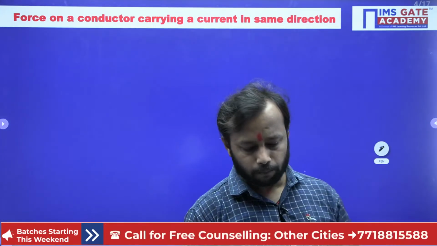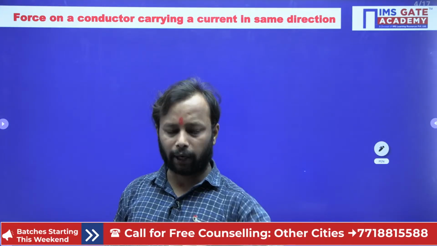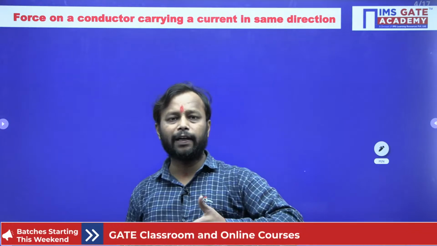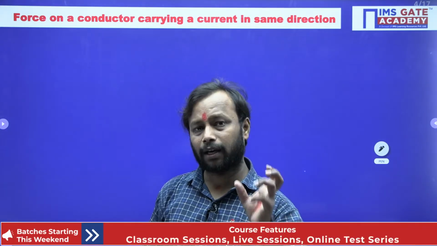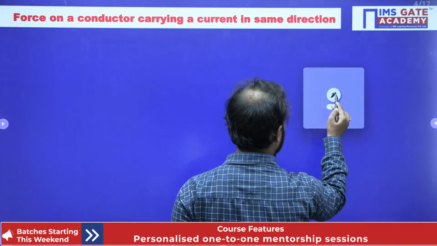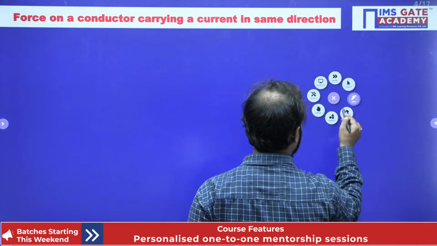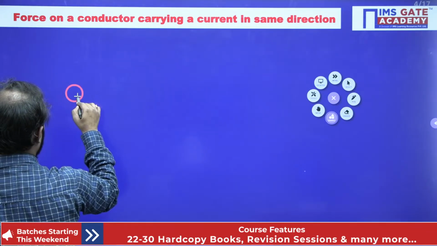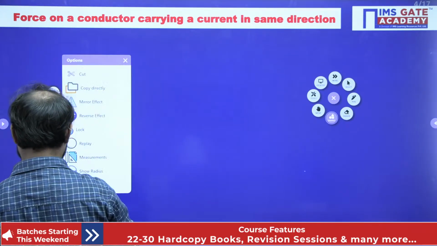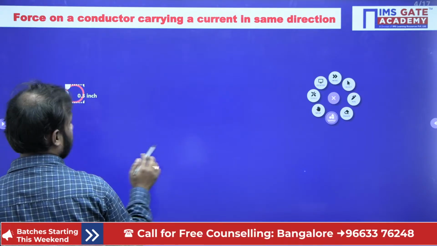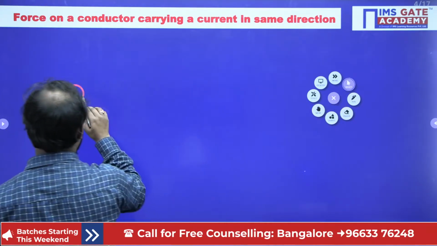All right, so let us move to the force on a conductor carrying a current in the same direction. So here I am going to take two separate conductors, and first I will take the case where the current is flowing in the same direction. All right. So let me take the first case here. Okay, just a second, let me draw it.